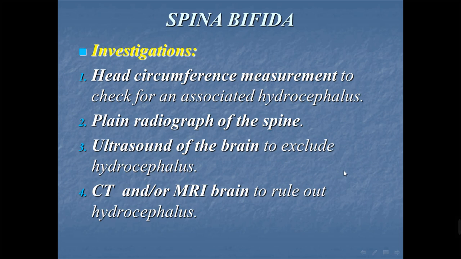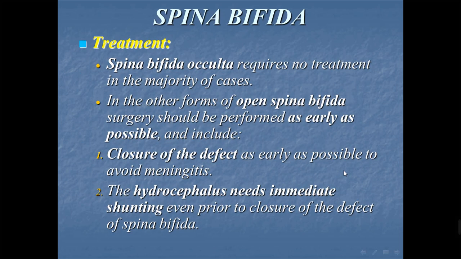Now, what about the treatment of spina bifida? To start with, spina bifida occulta requires no treatment in the majority of cases. In other forms of open spina bifida, surgery should be performed as early as possible, including closure of the defect, as early as possible to avoid meningitis, mainly in case of meningomyelocele or ruptured meningomyelocele or meningocele.